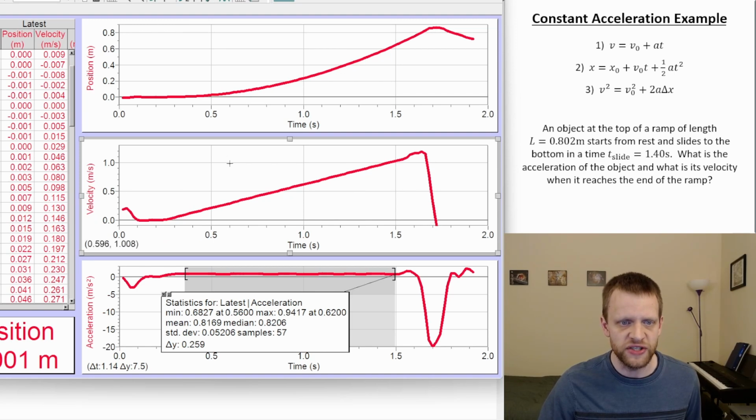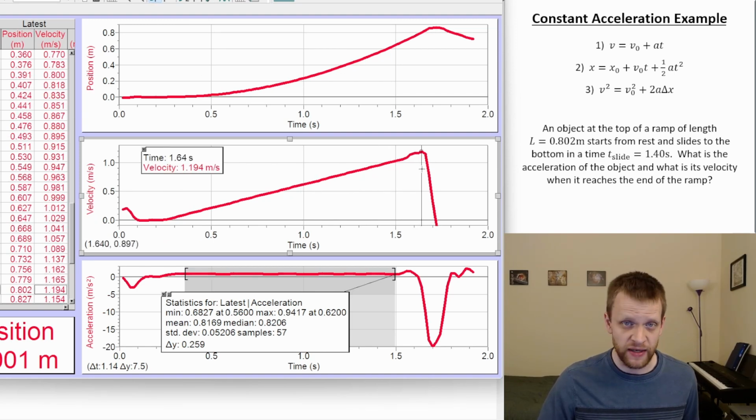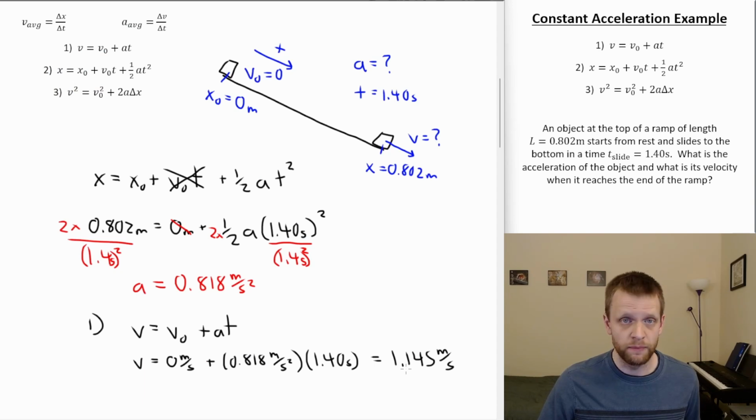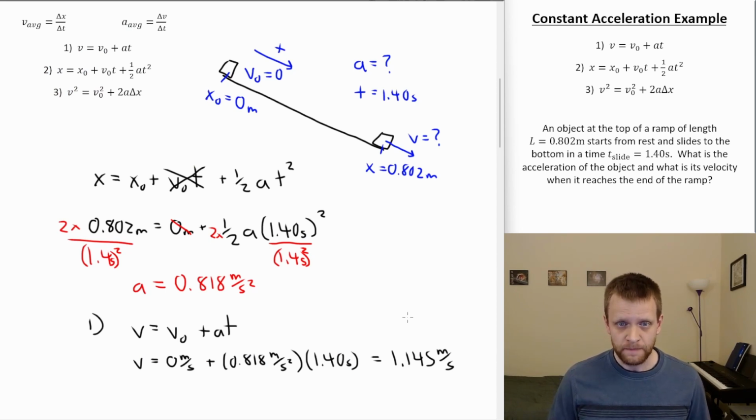So if we look at the velocity graph and find what the velocity was just before it hit the end of the ramp, we get 1.19 meters per second. And compare that 1.19 with 1.1445, we get some pretty good agreement for that as well.